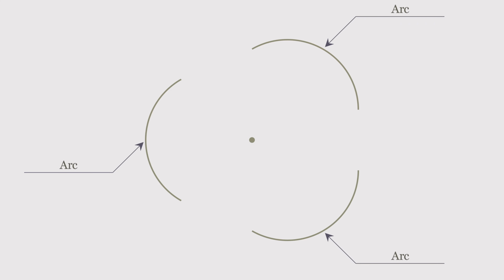Next, the chord. The chord is a straight line that joins 2 points on a circle's circumference. Speaking of chords, a special kind of chord that passes through the center of a circle is called a diameter. The arc is a portion of a circumference. So if we split this circle's circumference into different parts, each part will be referred to as an arc.